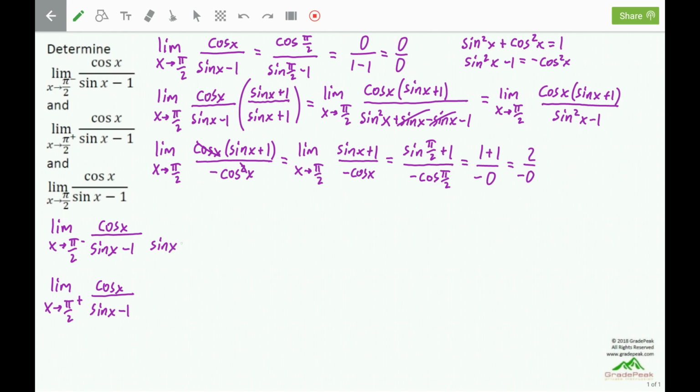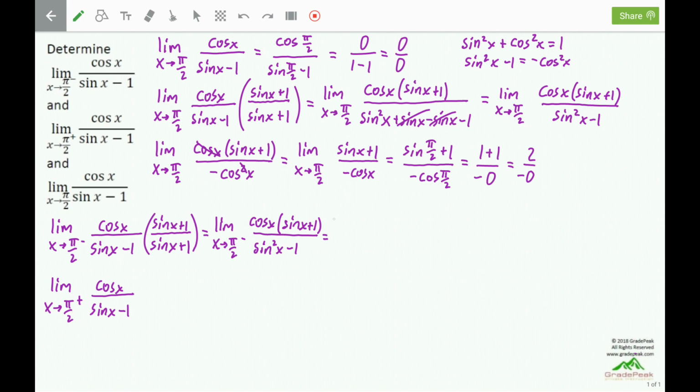We can multiply by the conjugate of the denominator. We'll put it over itself, a form of 1. Just like above, we will not distribute in the non-conjugate set, which is the numerator, but we will FOIL out the conjugate pair, which is in the denominator, to produce sine squared of x minus 1.